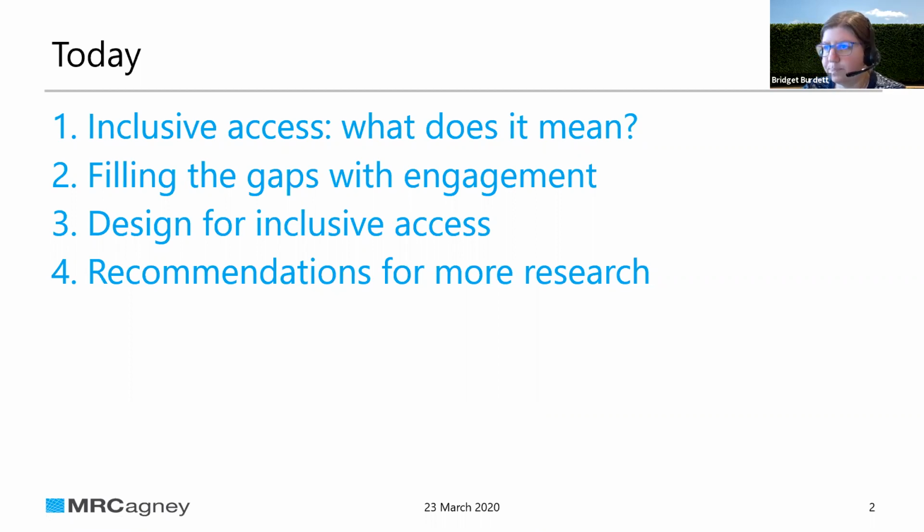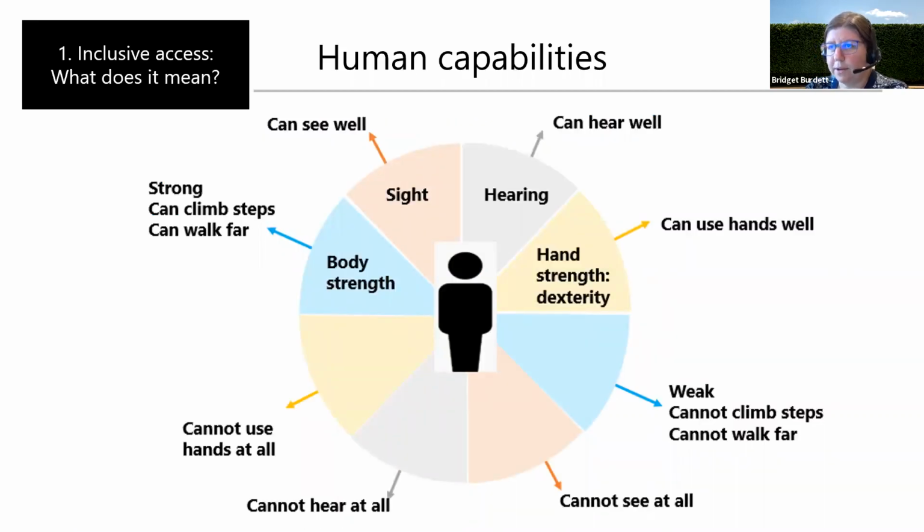for more research. So when I think about what inclusive access means, this slide is summarising the variety of capabilities that humans have. So we all have strengths and weaknesses in terms of our body and our senses. We can do some things better than other people, we can do some things worse, and those capabilities vary throughout our life. So when babies are born, they're pretty useless, can't do many of these things very well. And equally, as we age and as people get older, they start to lose their capabilities. They can't do things as well as they used to.